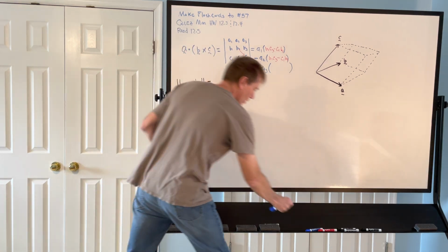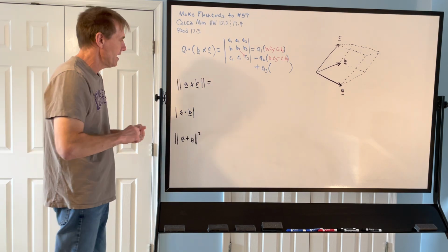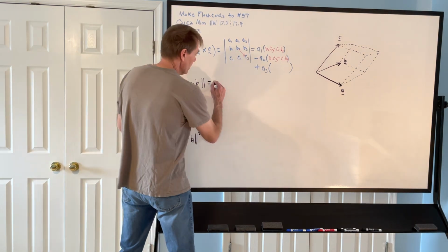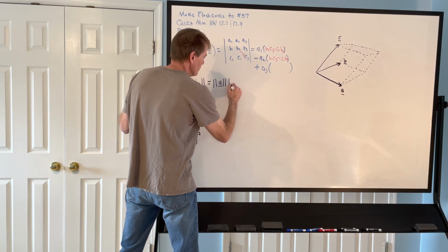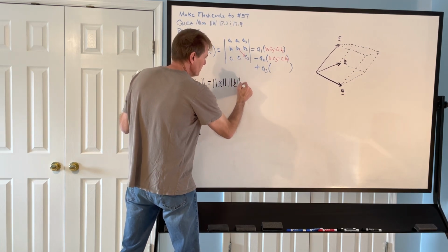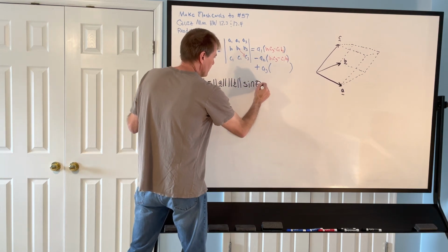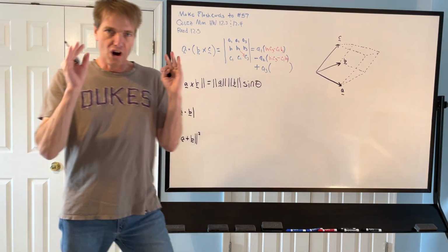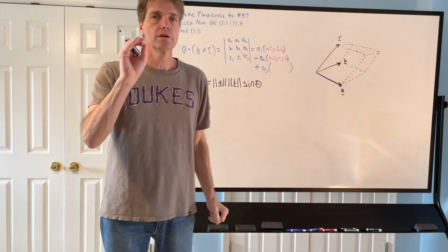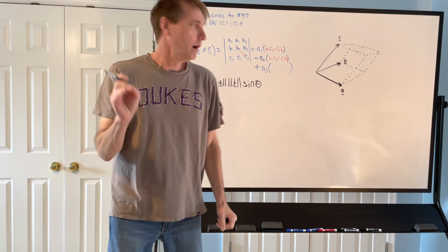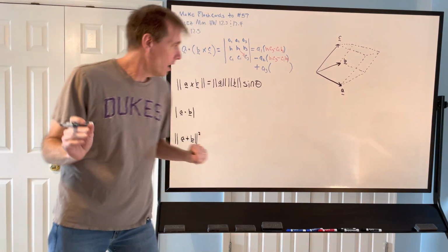Okay, so what do you have there, John? Did you say the norm of A times the norm of B times the sine of theta? Then John, you're exactly right. What's the relationship between theta and A and B? Jacob, what did you say?